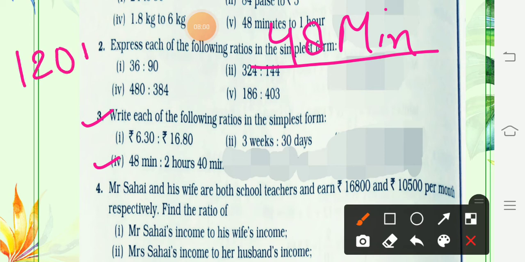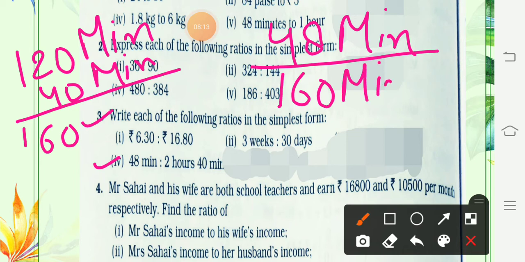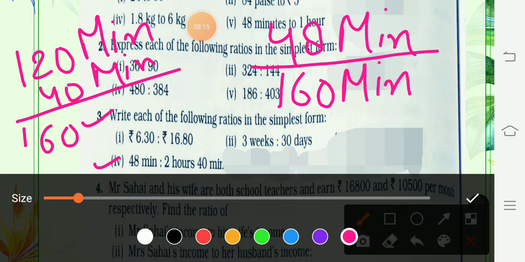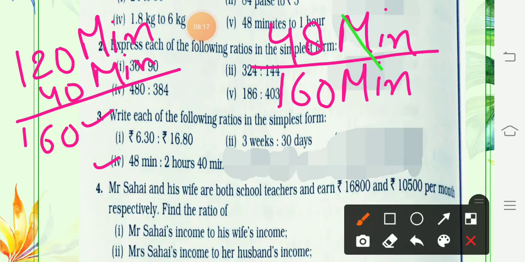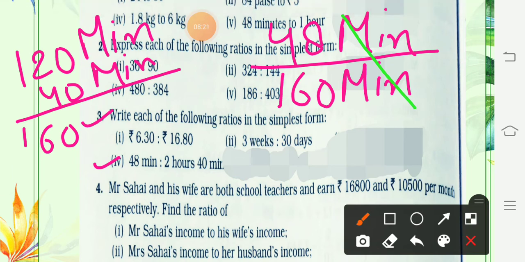Is it okay? 120 minutes and 40 minutes is already here. Just add them. How many do you get? 0, 6, 1. 160 minutes. So write it here after converting into the same unit. Now what's the cancellation process? It is very simple. Minute to minute cancel. Okay. Now cancel it by 4.